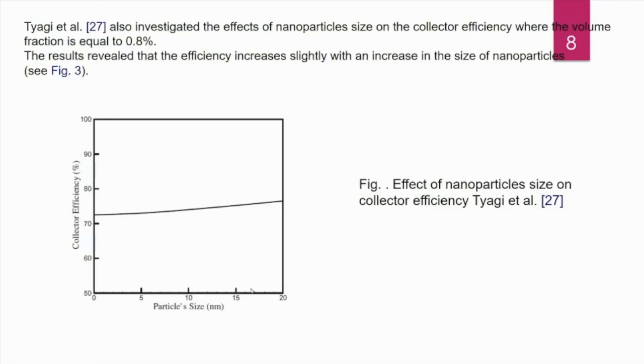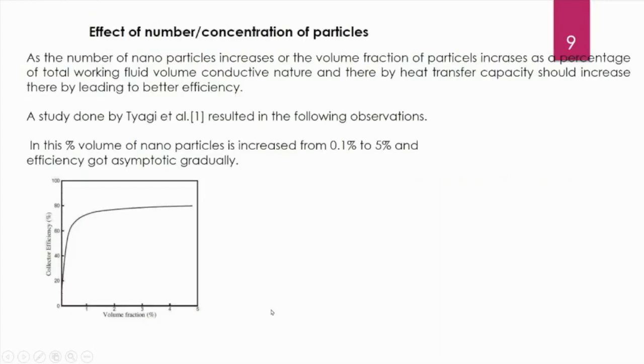This one is Tyagi et al., in 2000, I think, who investigated the effect of nanoparticle size on the collector efficiency. Collector here means solar water heater, because I have already told that it is used where there is liquid, so we have to increase the efficiency of the liquid. We cannot use it in air. This is a graph I have taken from Tyagi et al.'s literature. What he investigated is that as we increase the particle size, the collector efficiency also increases. With the nanoparticle size volume fraction equal to 0.8, the result is that collector efficiency increases with particle size.